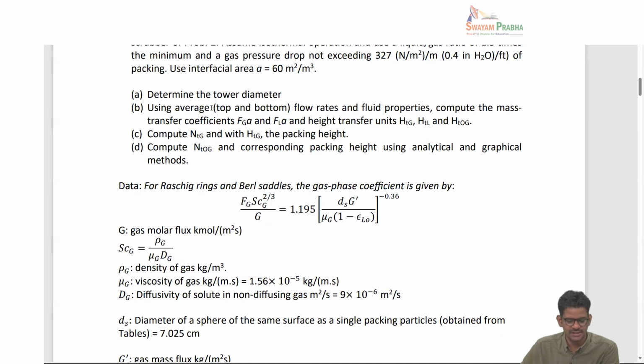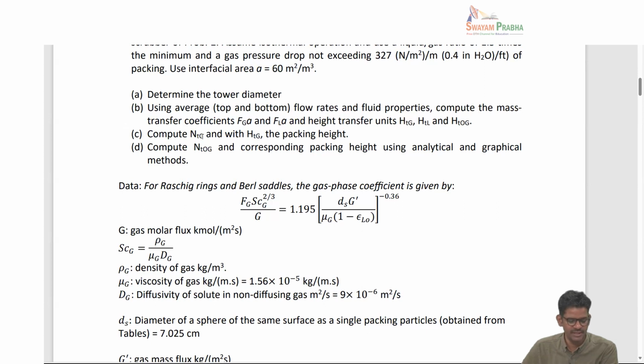So here it's a concentrated mixture, and if it's a concentrated mixture, you would consider the flow rates at the top and bottom and take an average. And then also, using fluid properties, compute the mass transfer coefficients FGa and FLa and height of transfer units HTG, HTL and HTOG. We have not done these problems before. Okay, so that's the reason why we are doing this now.